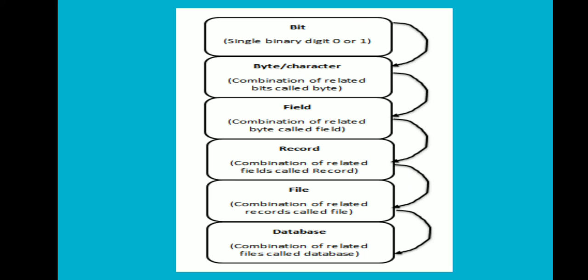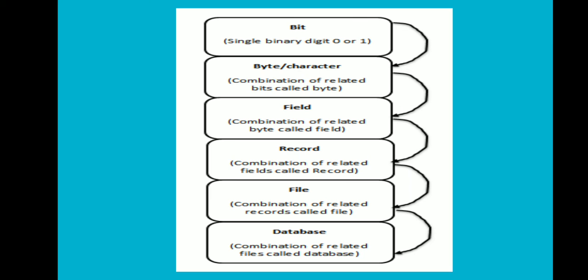Byte. A byte is a collection of 8 bits. A byte of information is stored by using several bits in predefined combinations called bit patterns. Two such bit patterns are ASCII and EBCDIC.